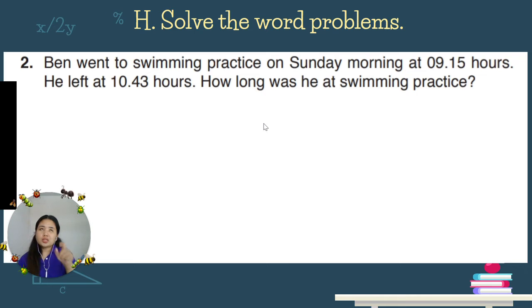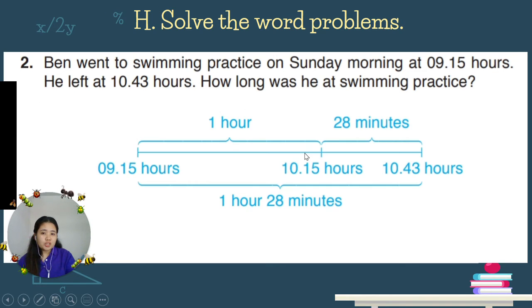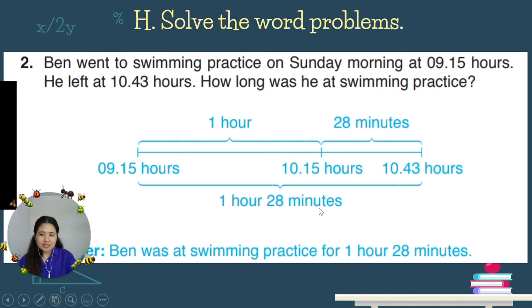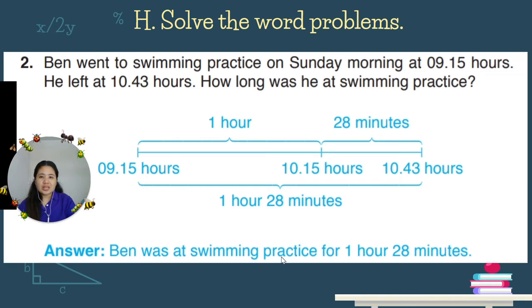So 10:43 minus 9:15. But to make it explainable, you can do this one. 9:15 going to 10:15, that will be 1 hour. Then 10:15 to 10:43, if you minus 43 minus 15, that will be 28 minutes. Right? Okay, so that is 28 minutes. So 1 hour and 28 minutes. So that is already the answer.